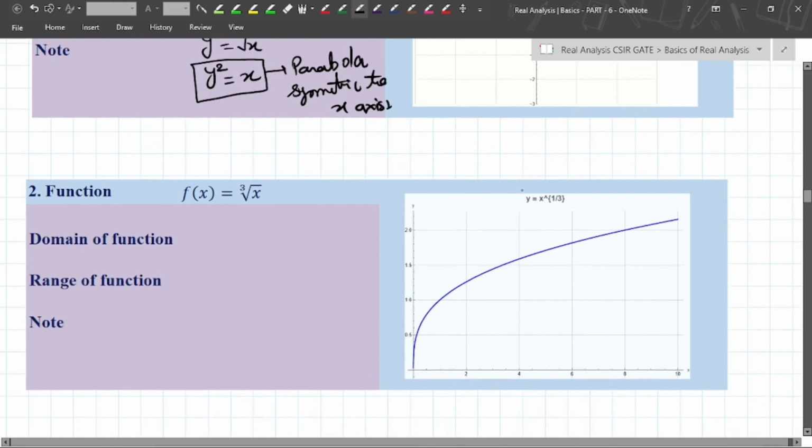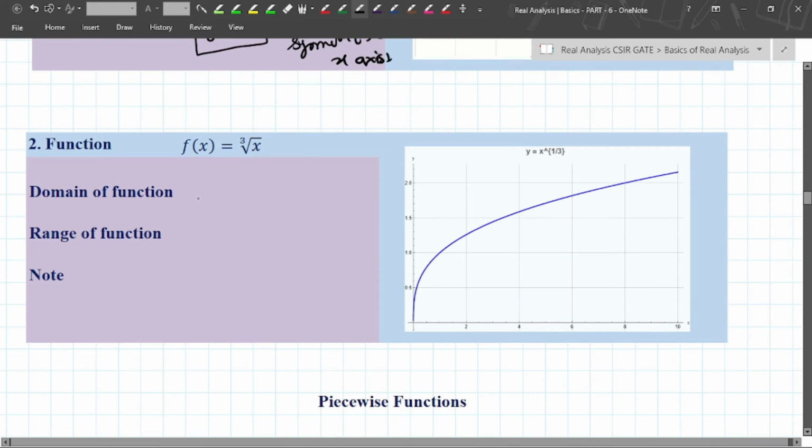Okay, next it is 1 by root 3. The same thing is here. You can take any value, and you can find out the domain and the codomain for this.